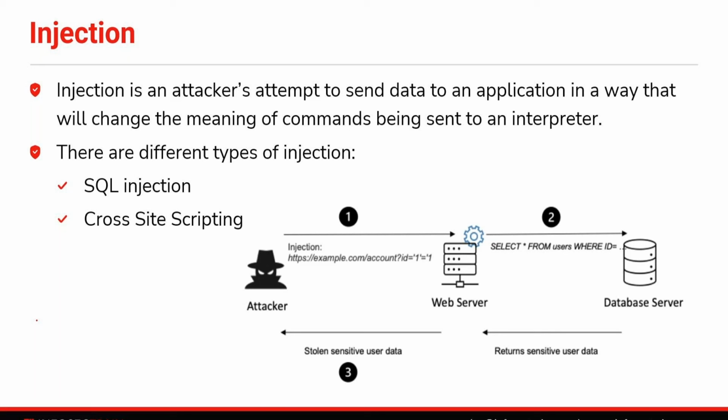Then step 3, we have to find the number of columns, for which we will use order by. Then step 4 is where we'll find the vulnerable columns, and that we will find by using union select all. Then we have step 5, where we will exploit the vulnerable columns which you found in step 4. So these are the steps we have to use in order to exploit the SQL injection.